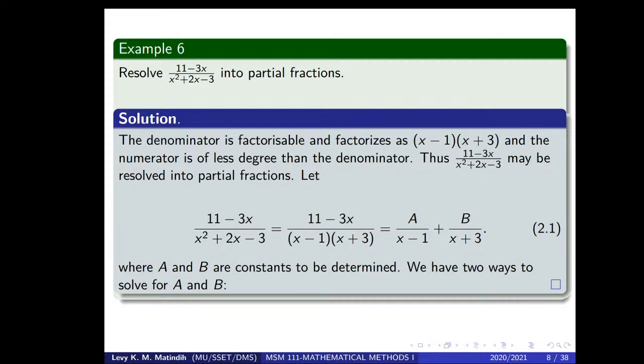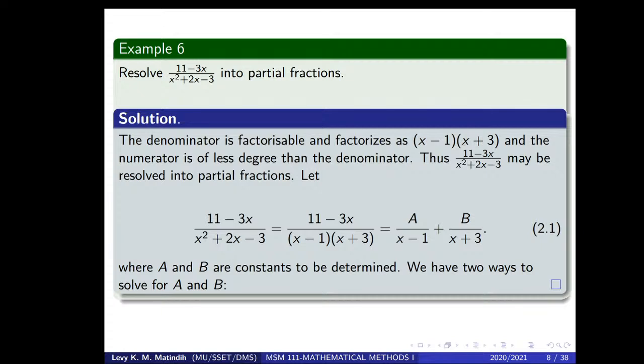Okay, so now we are going to look at how we can resolve a rational function into partial fractions. In example number 1, the rational function that we have is 11 minus 3x divided by x squared plus 2x minus 3. They are asking us to resolve this rational fraction into partial fractions.